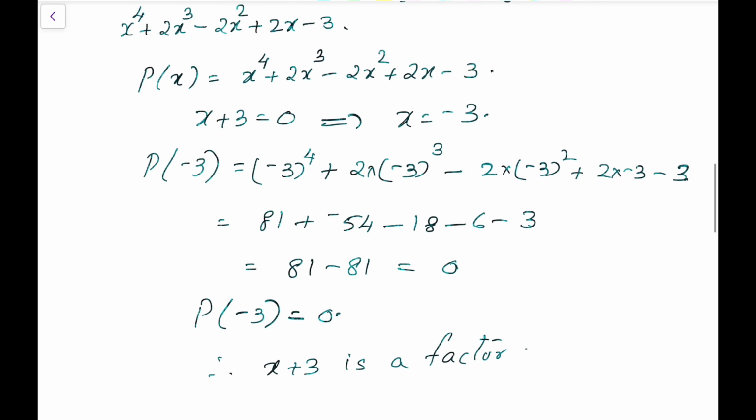So we have used both the remainder theorem and the factor theorem. When you substitute a in p of x, you get a value that will be the remainder. If that remainder happens to be 0, then that linear polynomial is a factor.